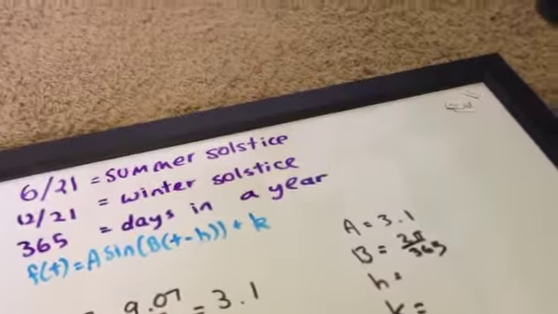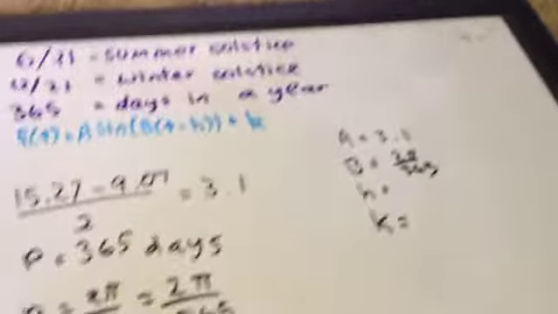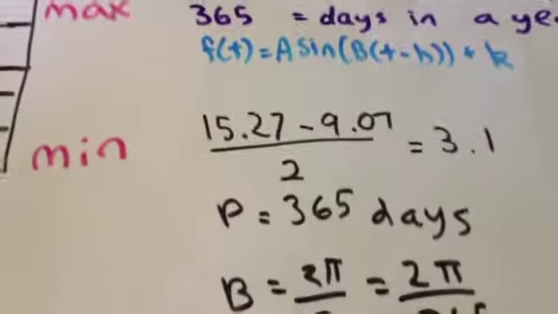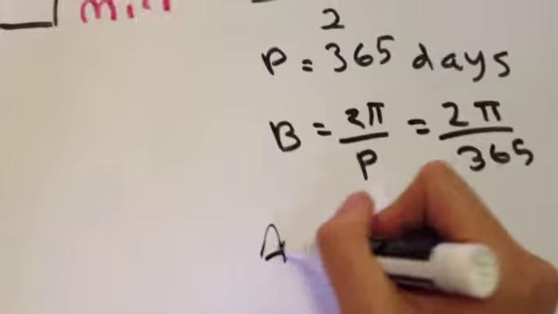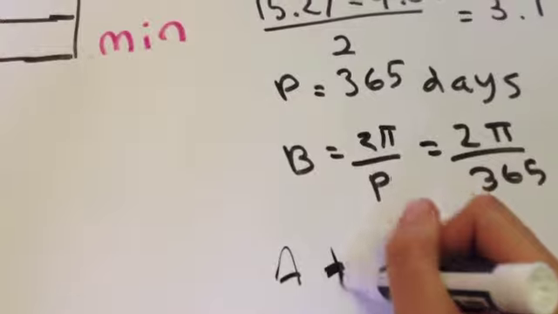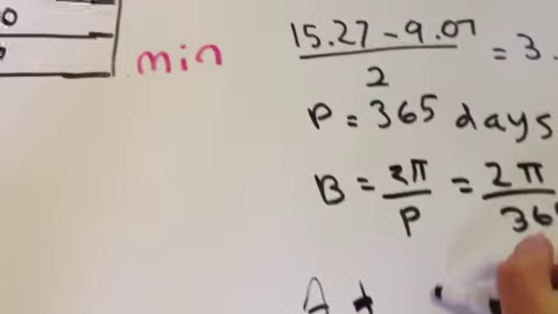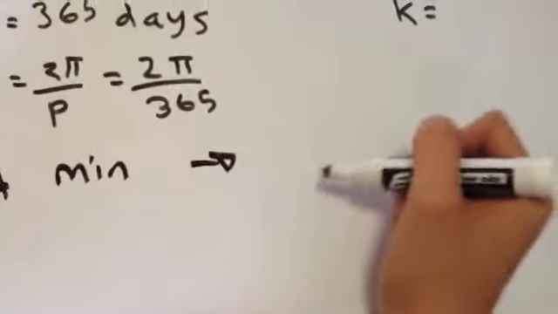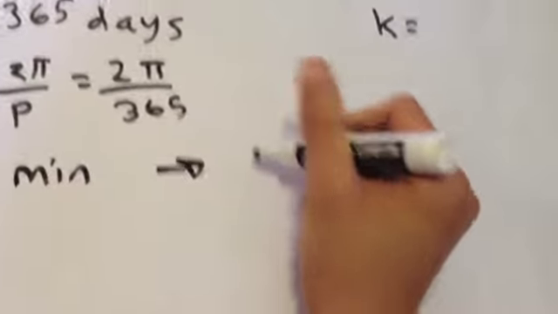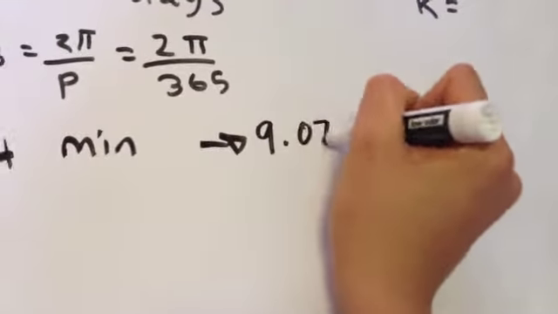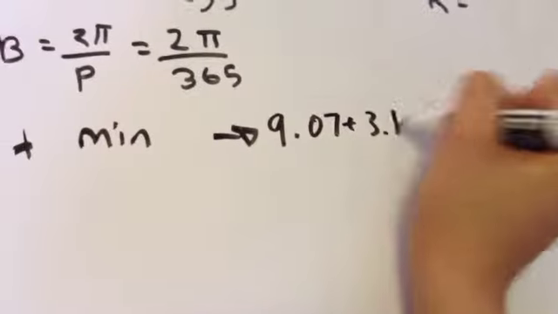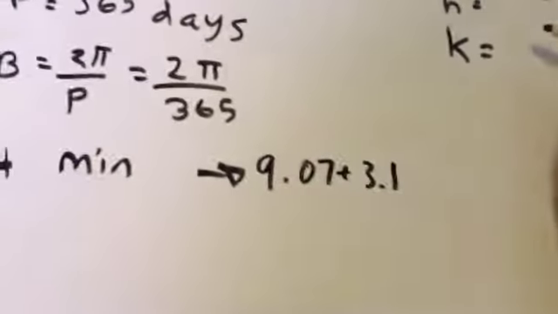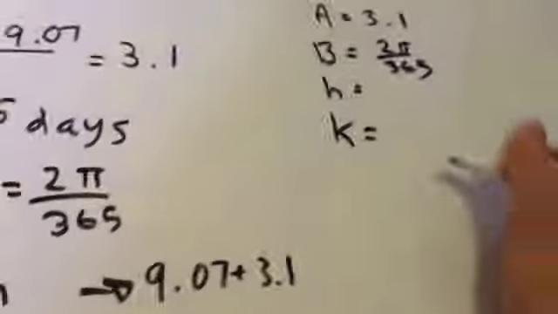value. The K value is the midline and is simply the A value plus the minimum value, which becomes 9.07 plus 3.1 and gives us 12.17.